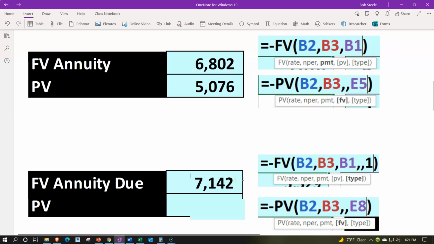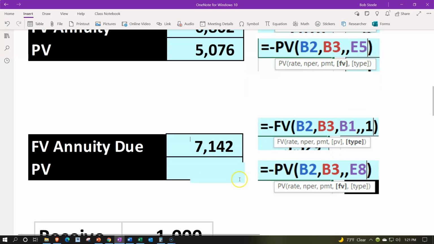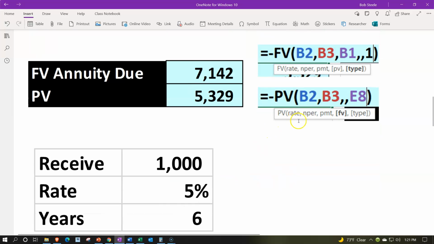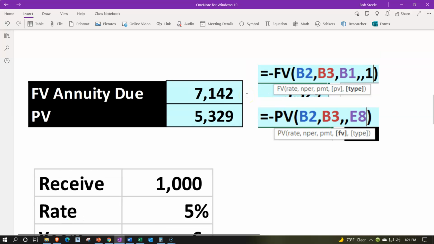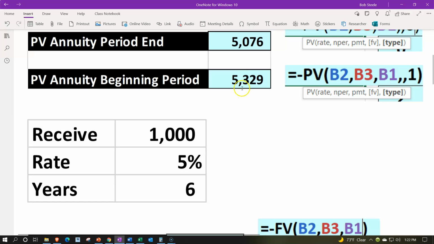That would be the value of the annuity due 6 years out, which we can then present value by simply present value of 1, that number back to the current point, negative present value of the rate, which would be the same rate, that 5%, comma, number of periods, which would be 6, and then comma, the payment, which we're going to skip now, 2 commas, because it's not an annuity this time, and then pick the future value, which would be that 7,1042. And so if we present value that, we get the 5329, which represents the same number we got up top when we took the present value of the annuity due calculation.